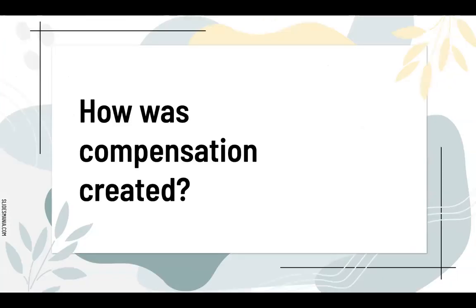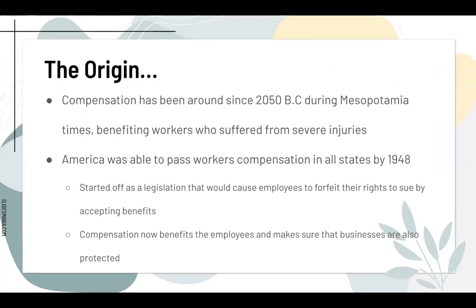How was compensation created? The origin of compensation is that it's been around since 2050 BC, during Mesopotamian times, and it benefited workers who suffered from severe injuries. After centuries passed, America was able to pass workers' compensation in all states by 1948, but Wisconsin was the first state to pass it. This started off as legislation that would cause employees to forfeit their rights to sue by accepting benefits. So although they got their compensation, they also lost their right to sue. Say if they got injured in the workplace, they weren't able to sue the company because they gave their rights off to get the compensation.